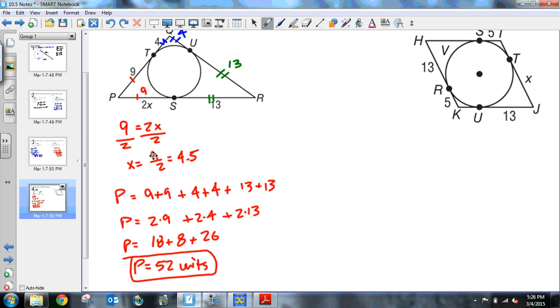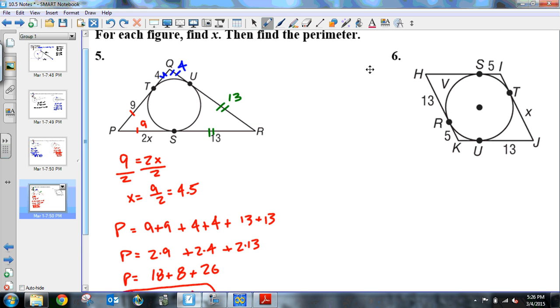All right, I'm going to do the same thing over here. This one's actually a lot easier. What they give us in this scenario is that if these are all tangent, and HR is 13, then I know that HS is 13. I know this is congruent to that. Now over here, if I have another tangent line that's 13, then this length is 13. So x is equal to 13.